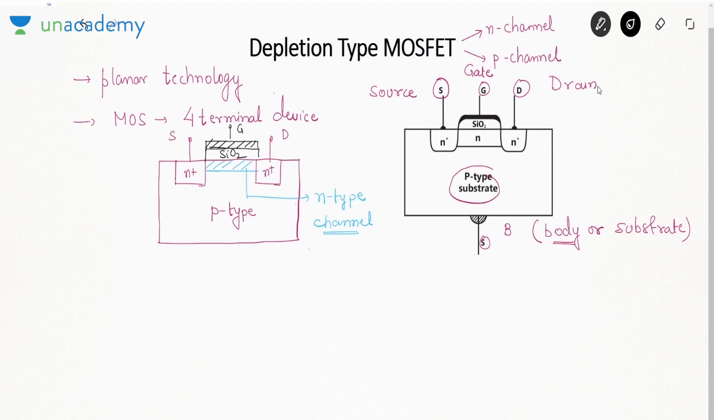So this is the gate terminal. See, metal, then oxide, then semiconductor. That is why it is called a MOSFET, metal oxide semiconductor field effect transistor. The width of the SiO2 layer, the oxide layer, is between 1000 to 2000 angstrom.